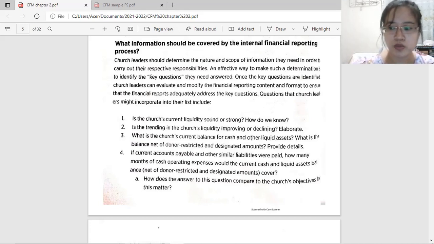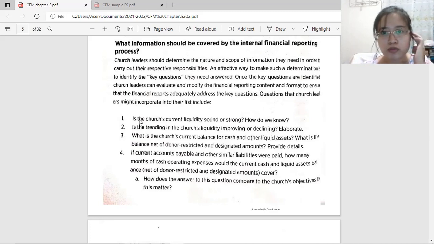Okay, so continuation of chapter 2 for the subject church financial management. What information should be covered by the internal financial reporting process? So this is for internal financial reporting. So again, to aid in the decision making of the management.